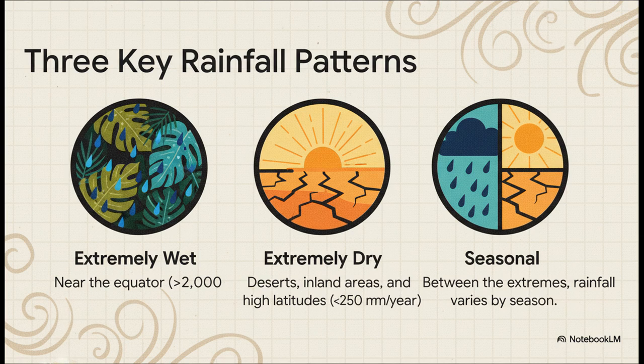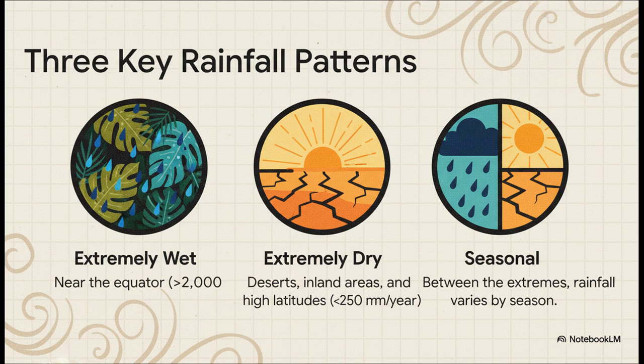So instead of those simple bands, scientists talk about three main rainfall patterns. First, you've got the extremely wet places. Think the Amazon rainforest or Southeast Asia. These places are getting absolutely soaked with over 2,000 millimeters a year. That's like 80 inches of rain.